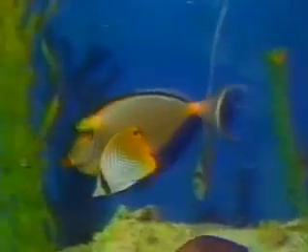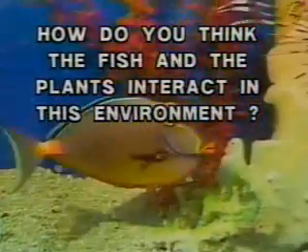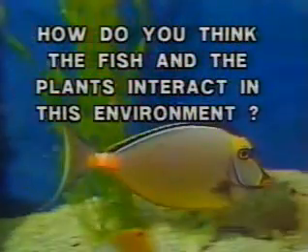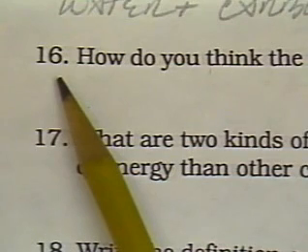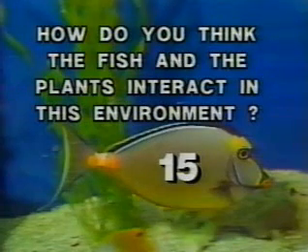In this aquarium, you can see a delicate balance between plants and animals. How do you think the fish and the plants interact in this environment? Write an explanation under question 16 on your activity sheet. You have 15 seconds to do this.